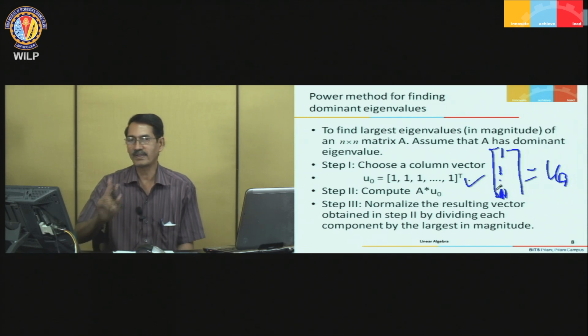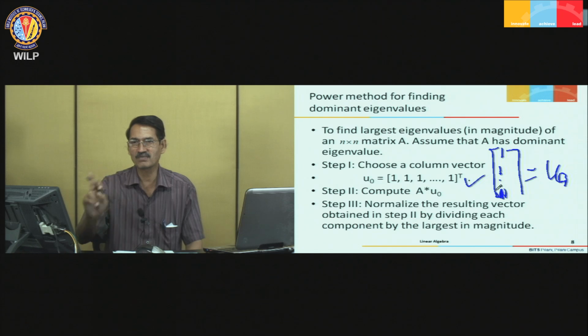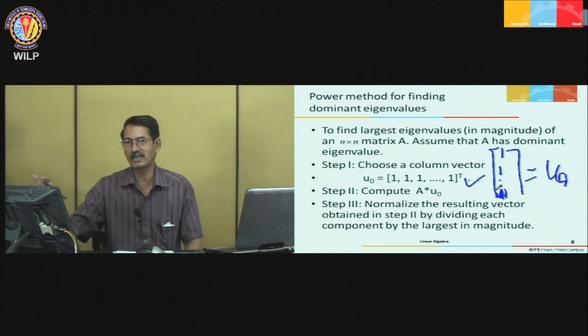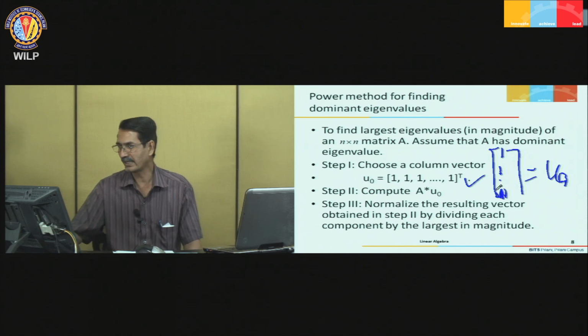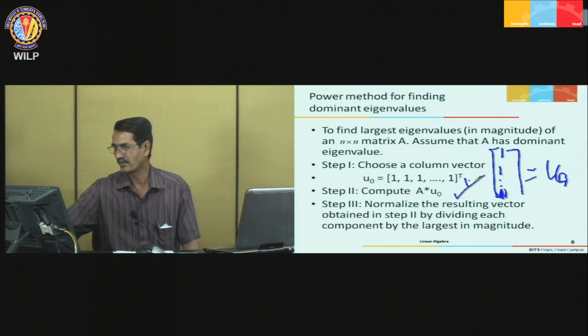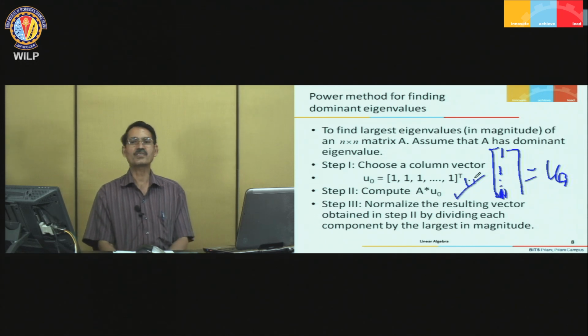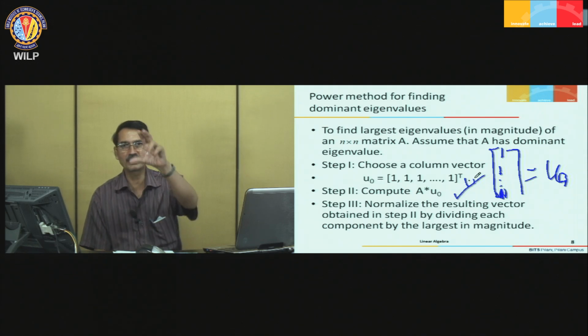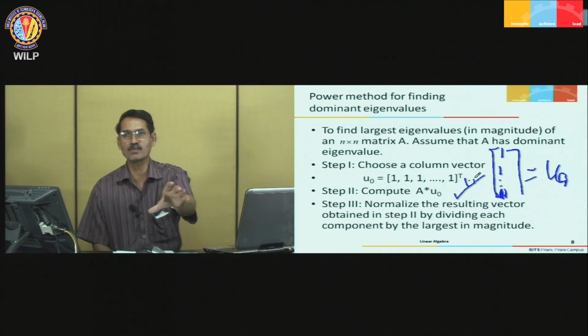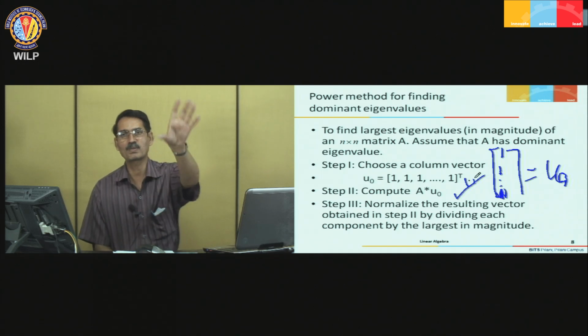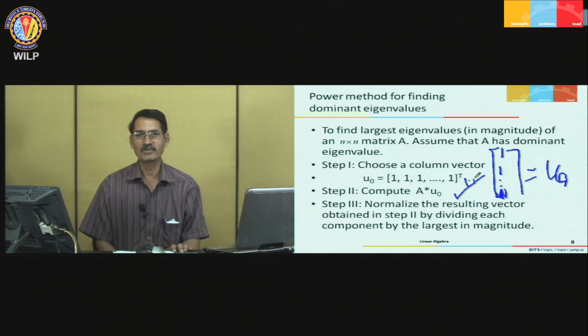So, look at here, if A is 3 by 3, U0 is 3 by 1, so A into U0 will be 3 by 1, again a column vector. So, A into U0 will be calculated. Third step is equally important, and perhaps I have explained that if you calculate A into U0, you will get a column vector, and this column vector or column matrix must be normalized. I am saying must be normalized.